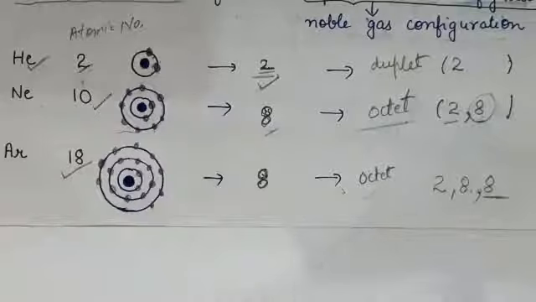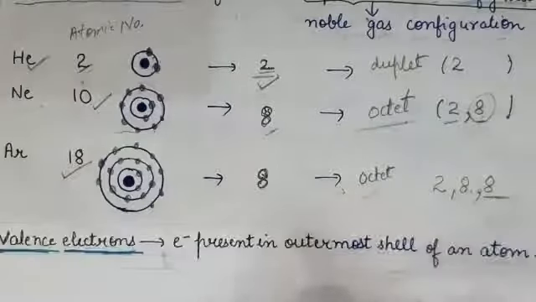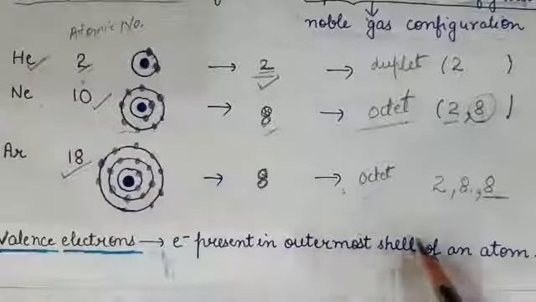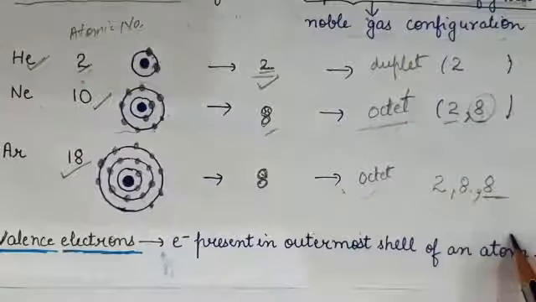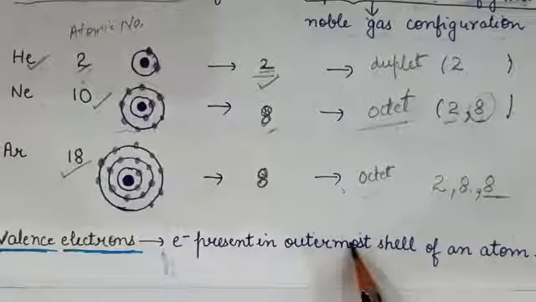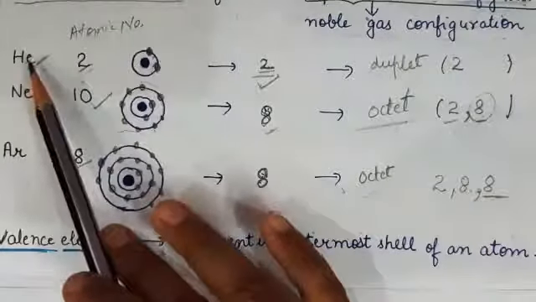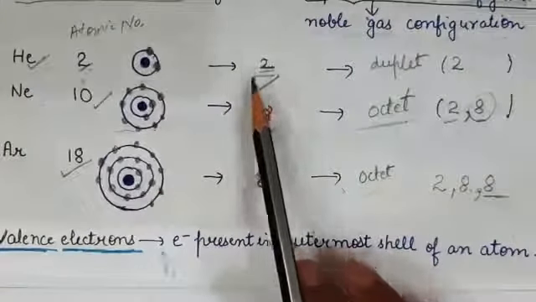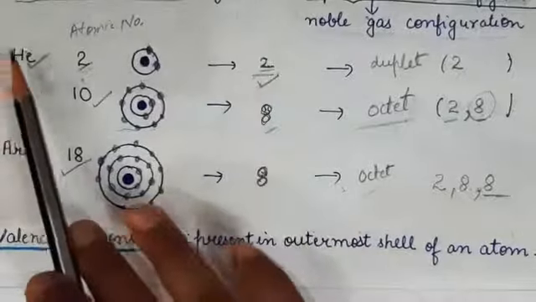So what are the valence electrons? There is an important term, valence electrons. So what are valence electrons? Electrons present in outermost shell of an atom. In helium, how many electrons are present in outermost shell? 2. So valence electrons are 2 in case of helium.